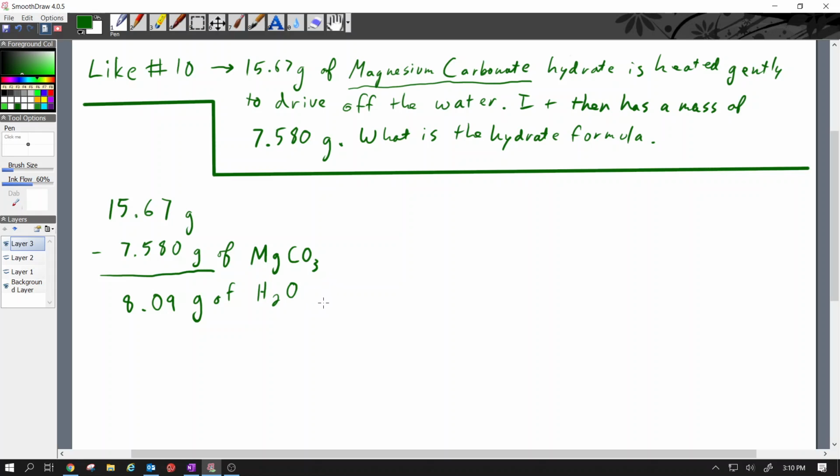The first thing we need to do, anytime we're going to talk about ratios of substance to substance, we cannot do that in terms of grams. We must do that in terms of moles. And so we need to convert each of these into moles: moles of magnesium carbonate and moles of water.